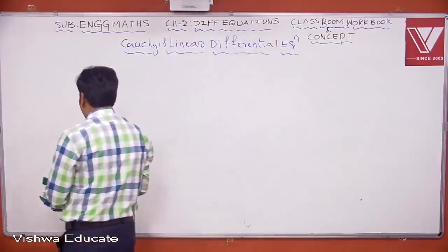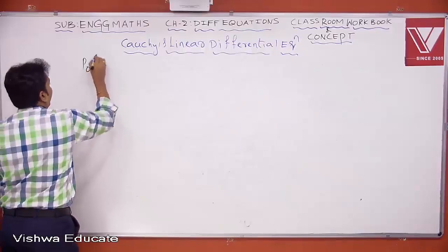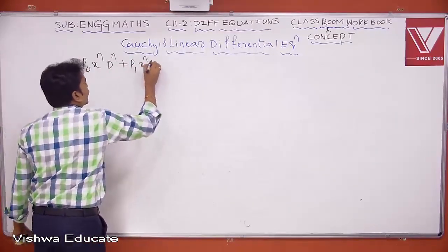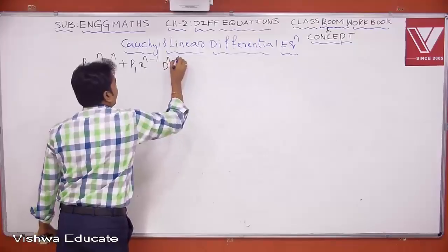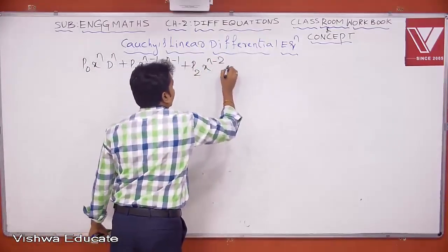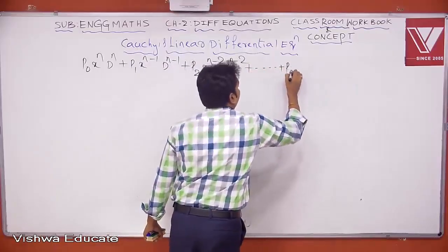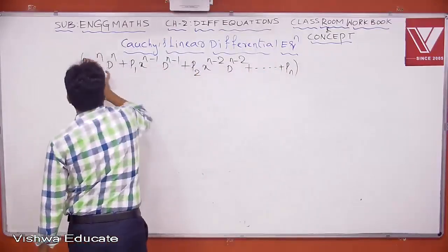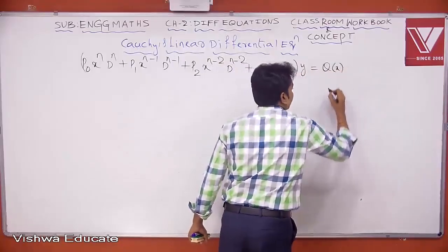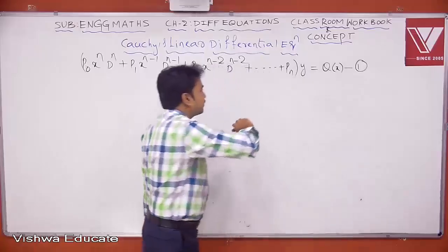Suppose I have an equation in the form p0 x^n D^n plus p1 x^(n−1) D^(n−1) plus p2 x^(n−2) D^(n−2) plus and so on, pn of y equal to q of x. So assume that the equation is like this. For future purpose I call it equation 1.